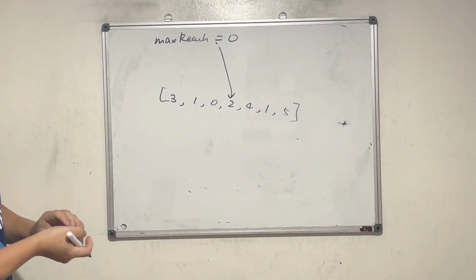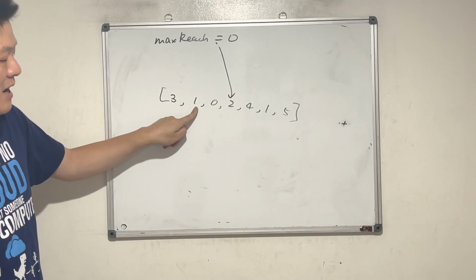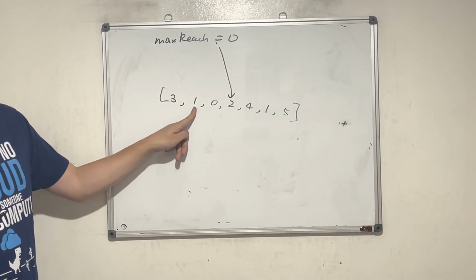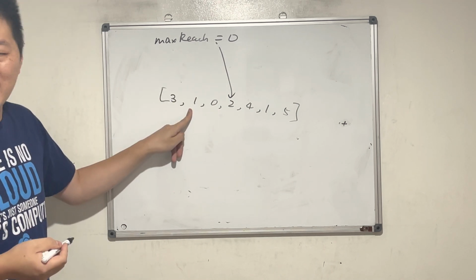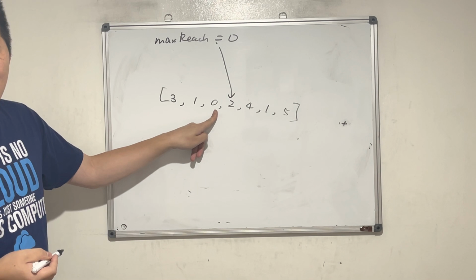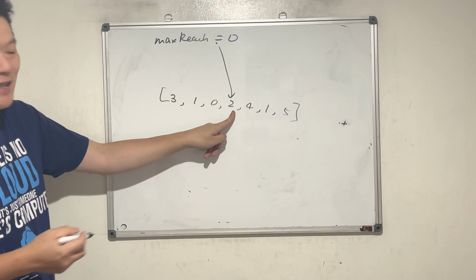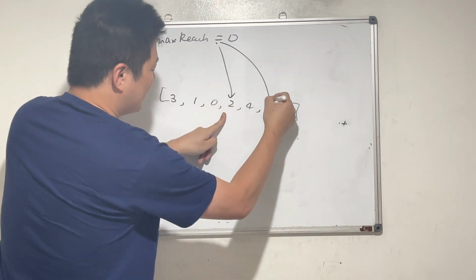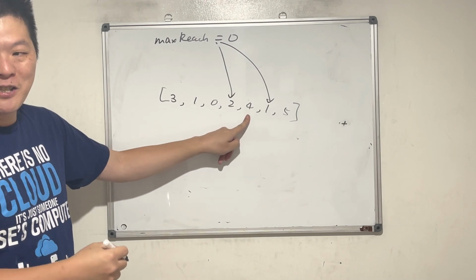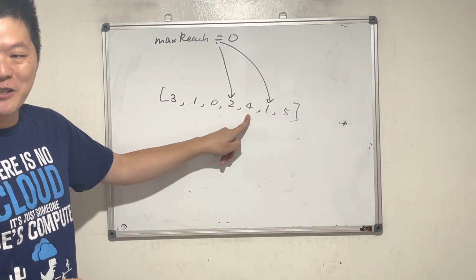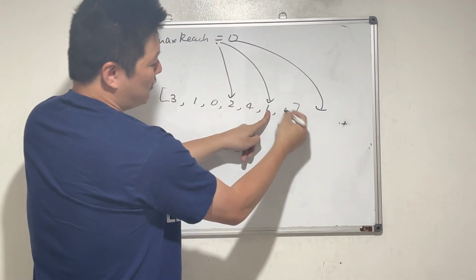We update this max reach. At 1, we don't need to update max reach because it's less than max reach, so we ignore it. 0, ignore it. Then at 2, max reach is updated because you can go further to here. Then 4, we update the max reach again, and from here I can go to here. And then 1, we don't update the max reach.